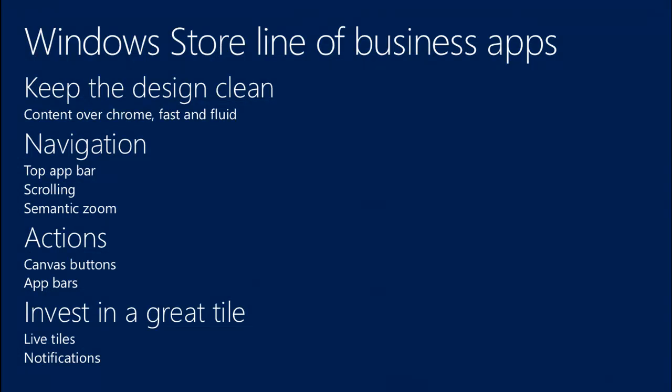You want to make it easy for people to be able to do their job, but when they launched the app, they launched it with a reason, and you take them to the first thing they need to do, and that's what takes up the screen. So keep the design clean. You're still going to be able to navigate. Right? You still need to be able to move from section to section and from pieces of data to pieces of data. And the three primary things we're going to look at in the demos are using the top app bar, scrolling, and then using semantic zoom as ways of giving you navigation.